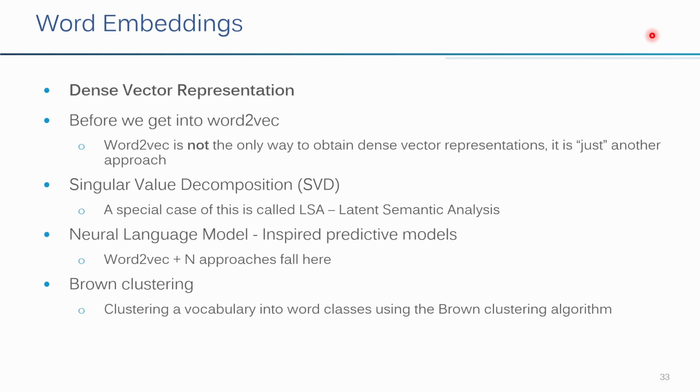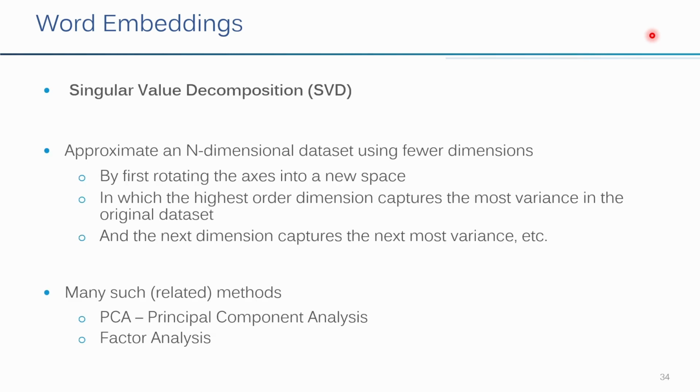We have some approaches to do this. You can do singular value decomposition, or a neural language model, by which Word2Vec was actually inspired. And most of the approaches that we'll be seeing here fall in this category. We'll get there. And Brown clustering, which works with bigram hierarchical clustering. We are not covering this in this lecture. Okay.